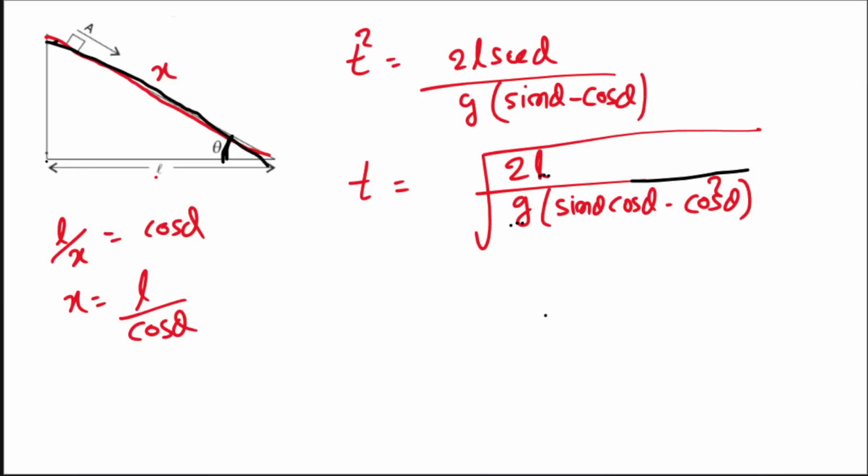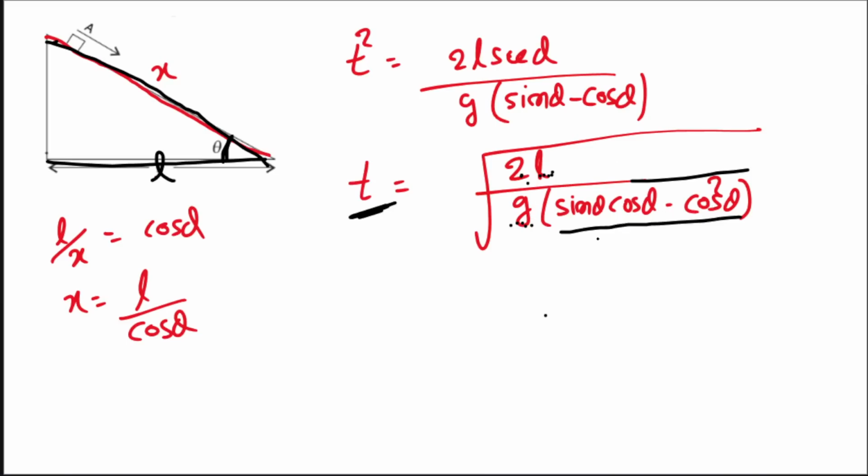So this X will remain constant because this L will remain constant. ठीक है? So this is 2L by, sorry, X will not remain constant because theta is changing. Let me change my statement. This will remain constant. So L is constant, G is constant, 2 is constant. Basically, in order to make this time minimum, we will try to make this denominator maximum.